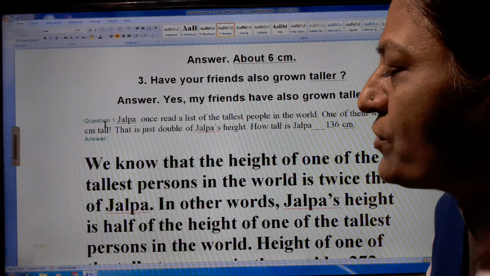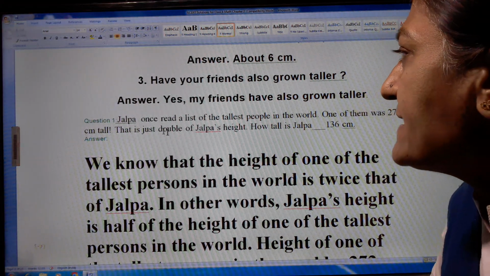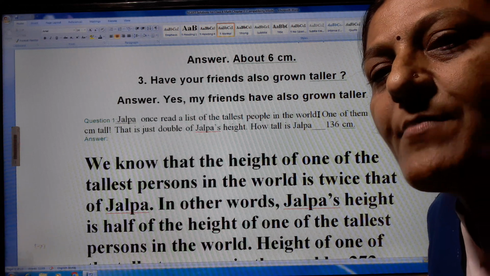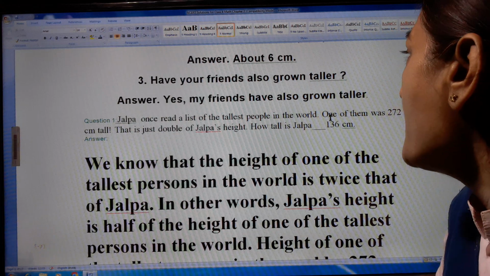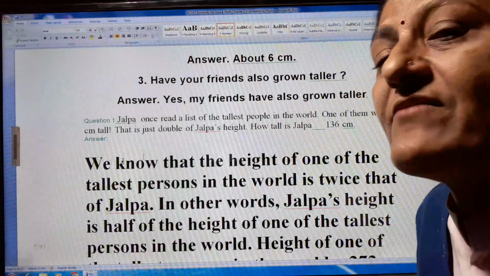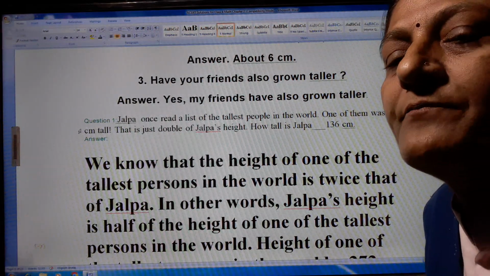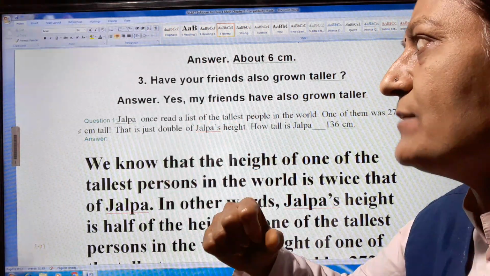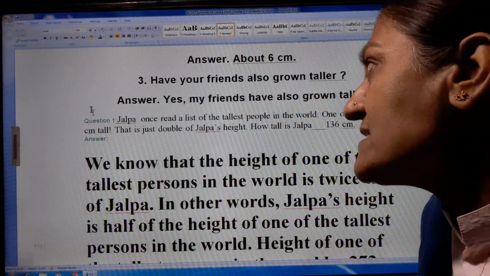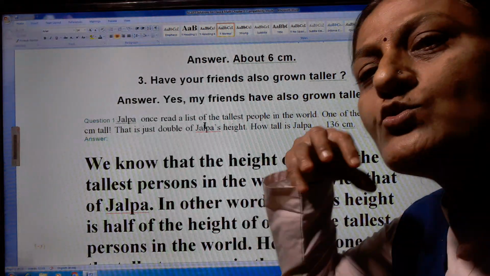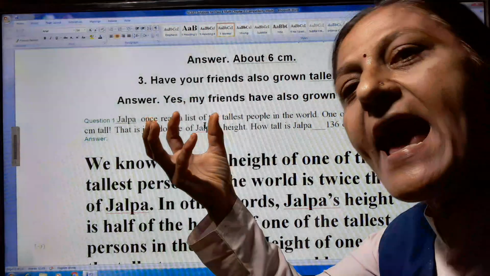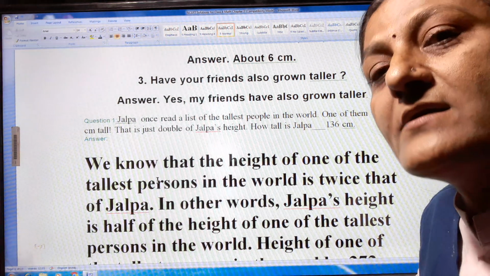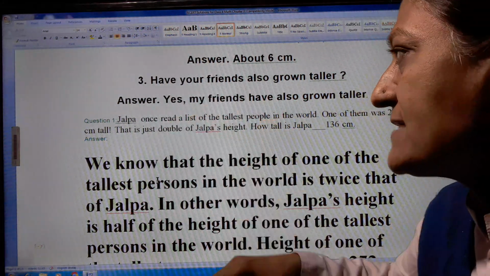Now, one more question is given. Jalpa once read a list of the tallest people in the world. One of them was 272 centimeter tall. One person's height is given, 272 centimeter. That is just double of Jalpa's height. 272 centimeter is exactly double Jalpa's height. How tall is Jalpa? So we have to find out how tall Jalpa is.